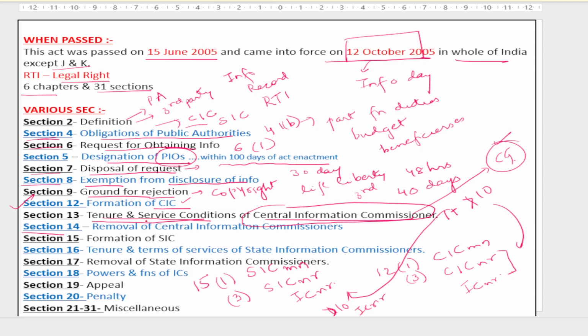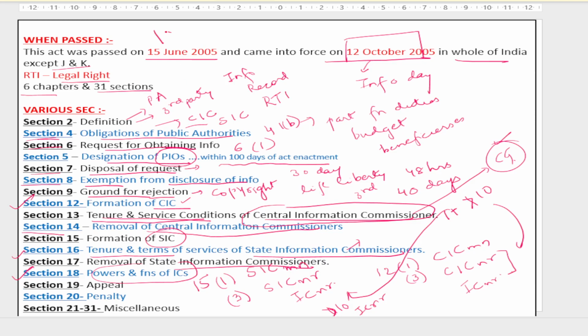Then Section 14 deals with the removal of the Central Information Commissioners. Section 15, which we already covered, deals with the State Information Commission. Section 16 deals with tenure and service conditions of State Information Commissioners, which after the 2019 amendment will be as regulated by the central government. Then Section 17 deals with the removal of State Information Commissioners. Section 18 deals with powers and functions of Information Commissioners.